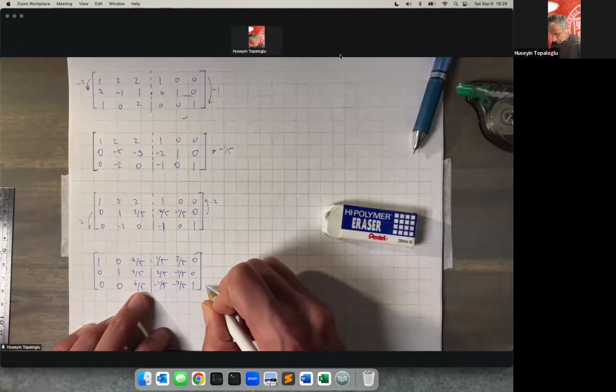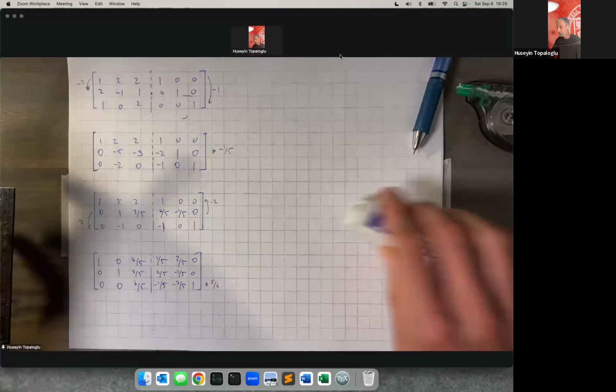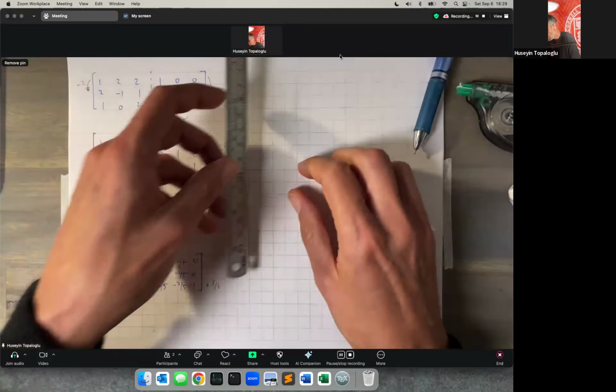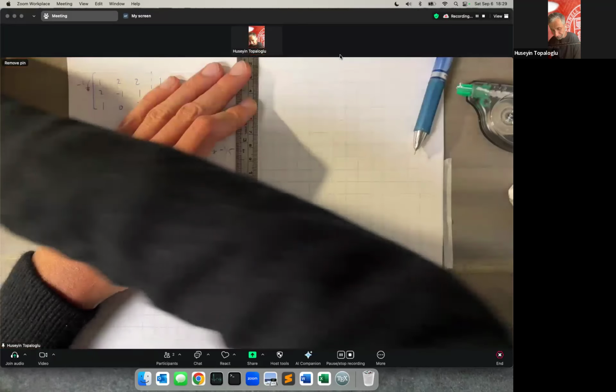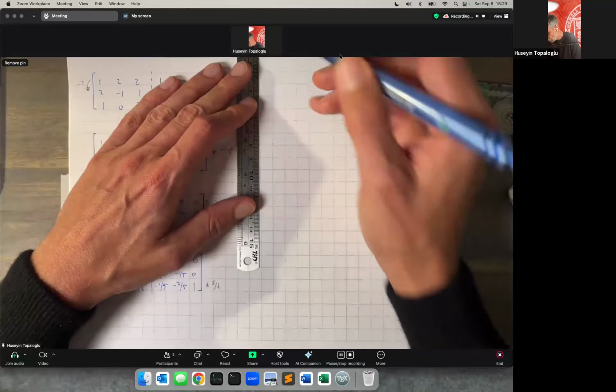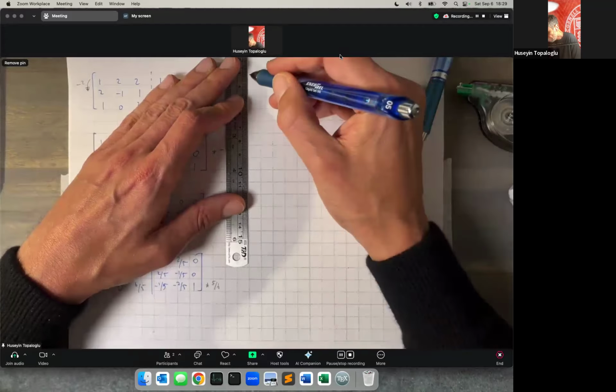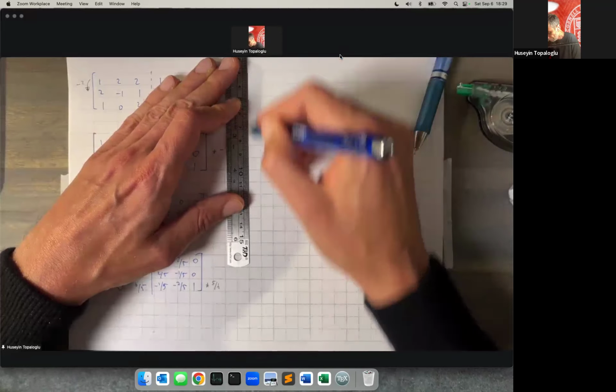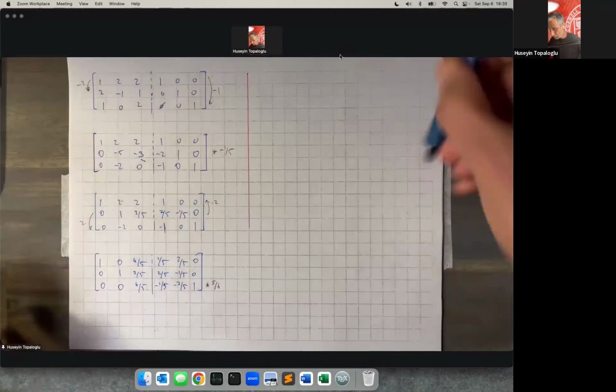In order to do that, let's take this row and multiply that by 5/6. Let's do the other row operations here in this side.